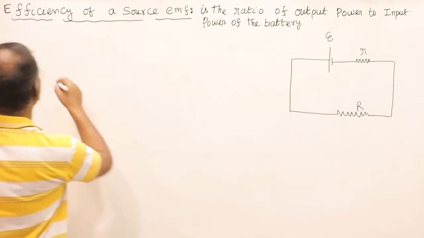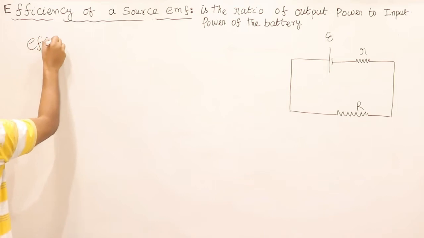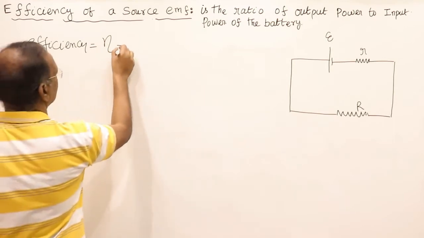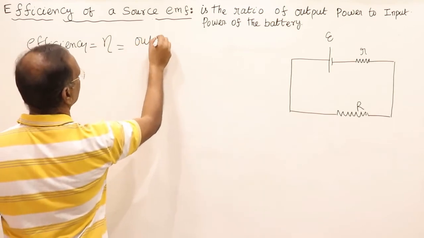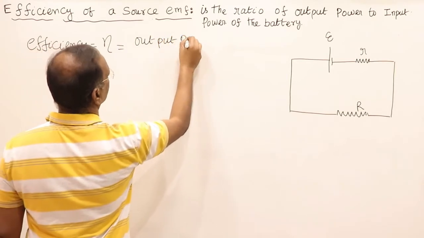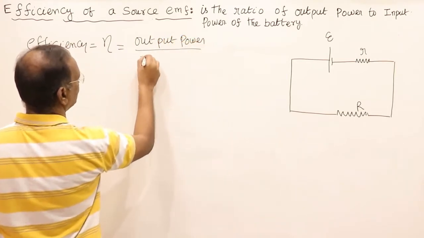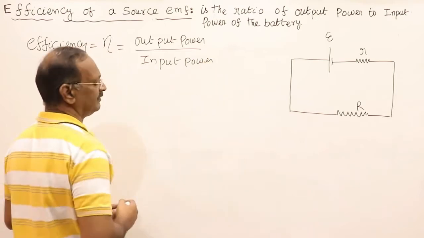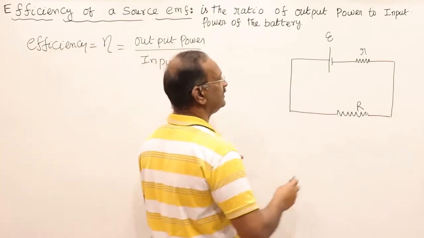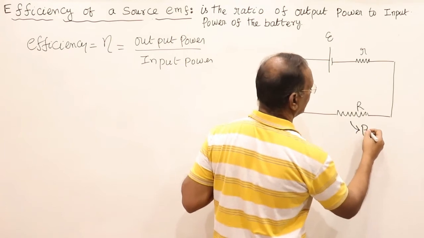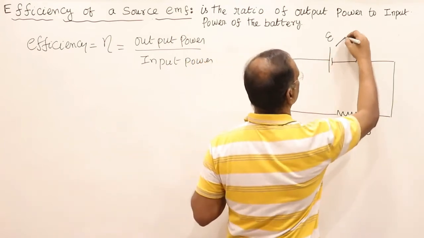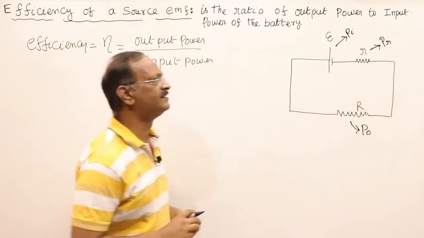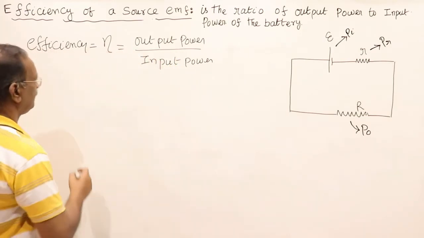So efficiency, written by the letter eta, is equal to output power divided by input power. What is the output power? Output is given to this load. This is the output power, and this is the input power, P input. Some power is lost in the internal resistance of the battery. So we can write P output.